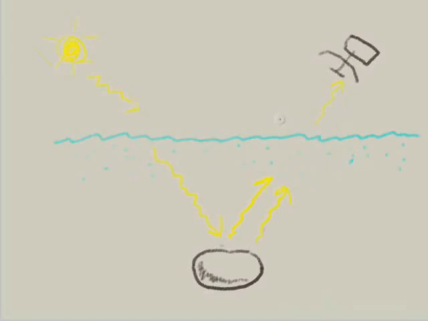Both this case and the case where you've got emission from the object we refer to as passive remote sensing. So it's passively sensing the radiation that is coming from this object, whether it's emitted or whether it's scattered or reflected. There's another kind of remote sensing which is referred to as active remote sensing.